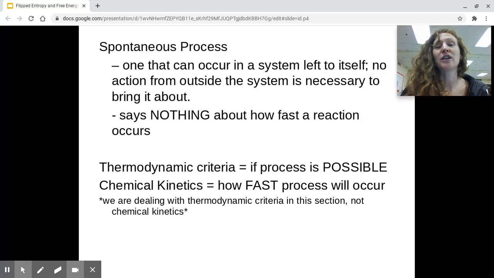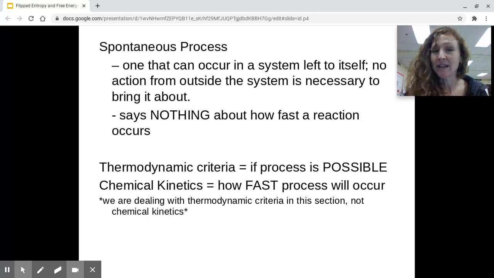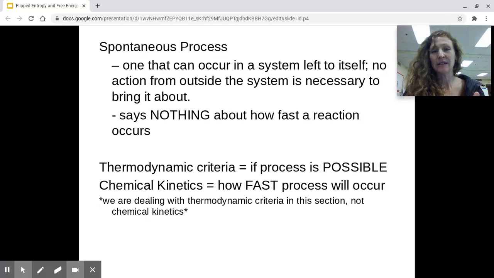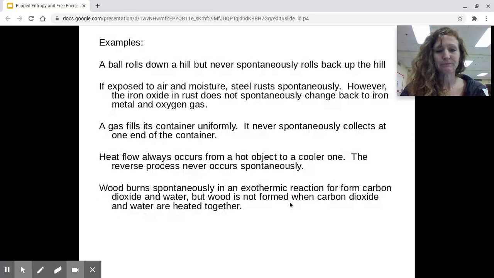You can think of marshmallows. If you've ever left a marshmallow bag open, the marshmallows are going to absorb water. The marshmallows are going to get stiff and sticky. That is a spontaneous process. It's going to happen left to its own devices. Nobody has to heat up the marshmallows. Nobody has to chew the marshmallows. It just has to be left all by itself, and it's going to happen. So that would be an example of a spontaneous process.